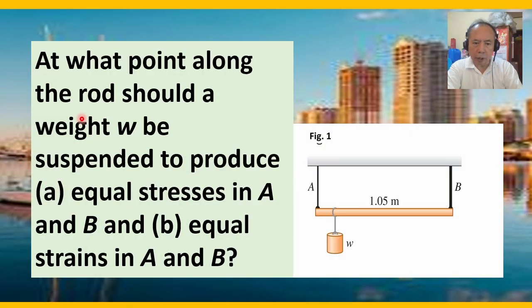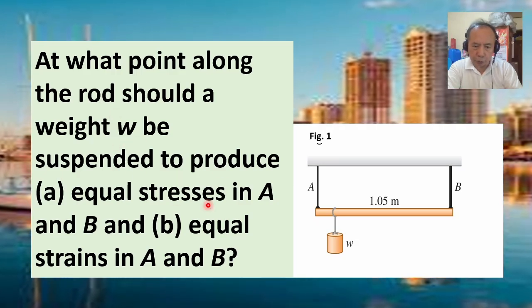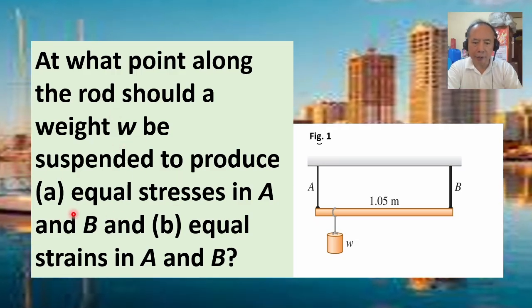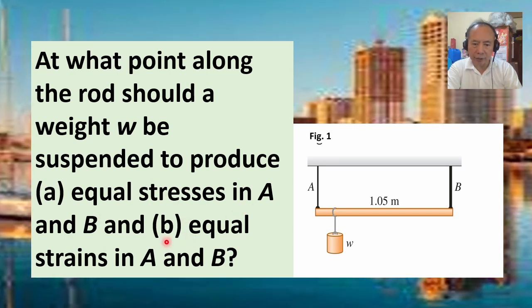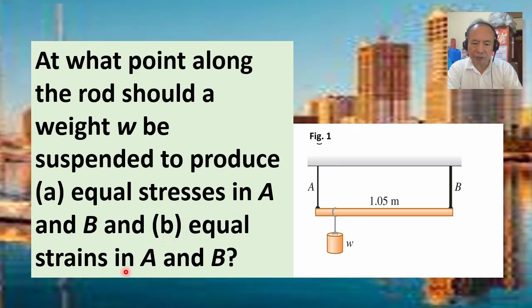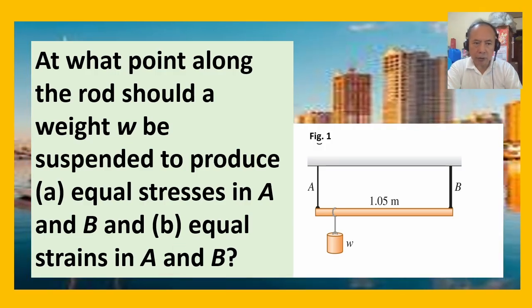At what point along the rod should a weight W be suspended to produce, in part A, equal stresses in wires A and B, and in part B, equal strains in wires A and B?